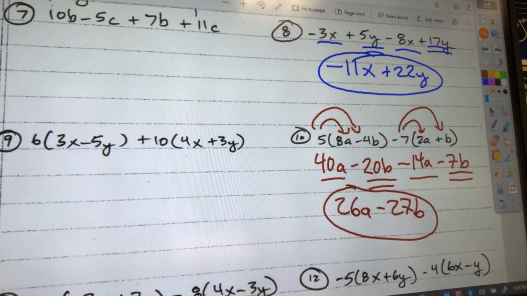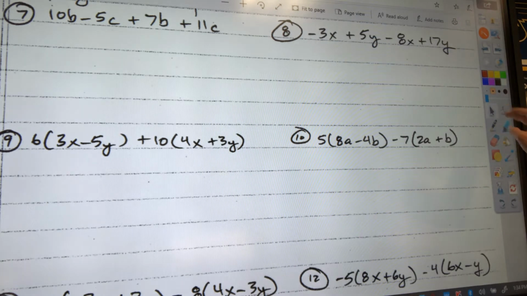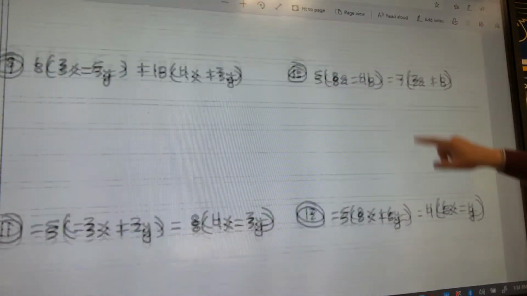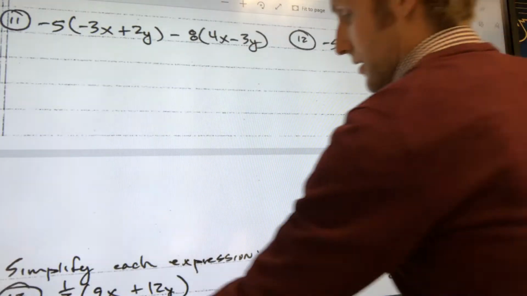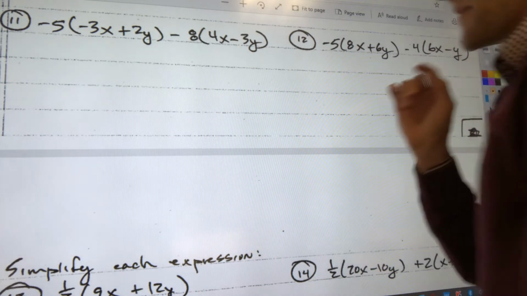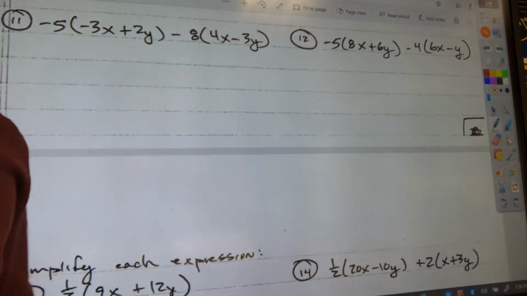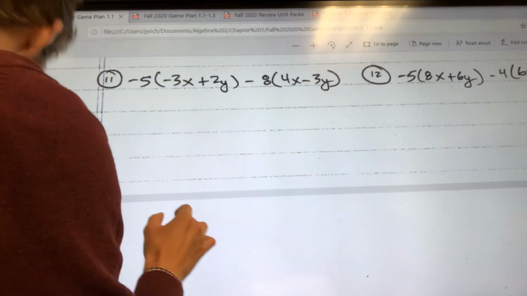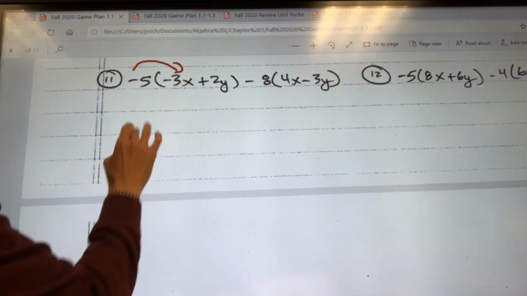Number 11 coming your way here. 11 looks very much like 12. We might have done 12 in class. But after we do 11, you can definitely do 12. Let's talk about 11. There's a little distribution. Negative times a negative is a positive.